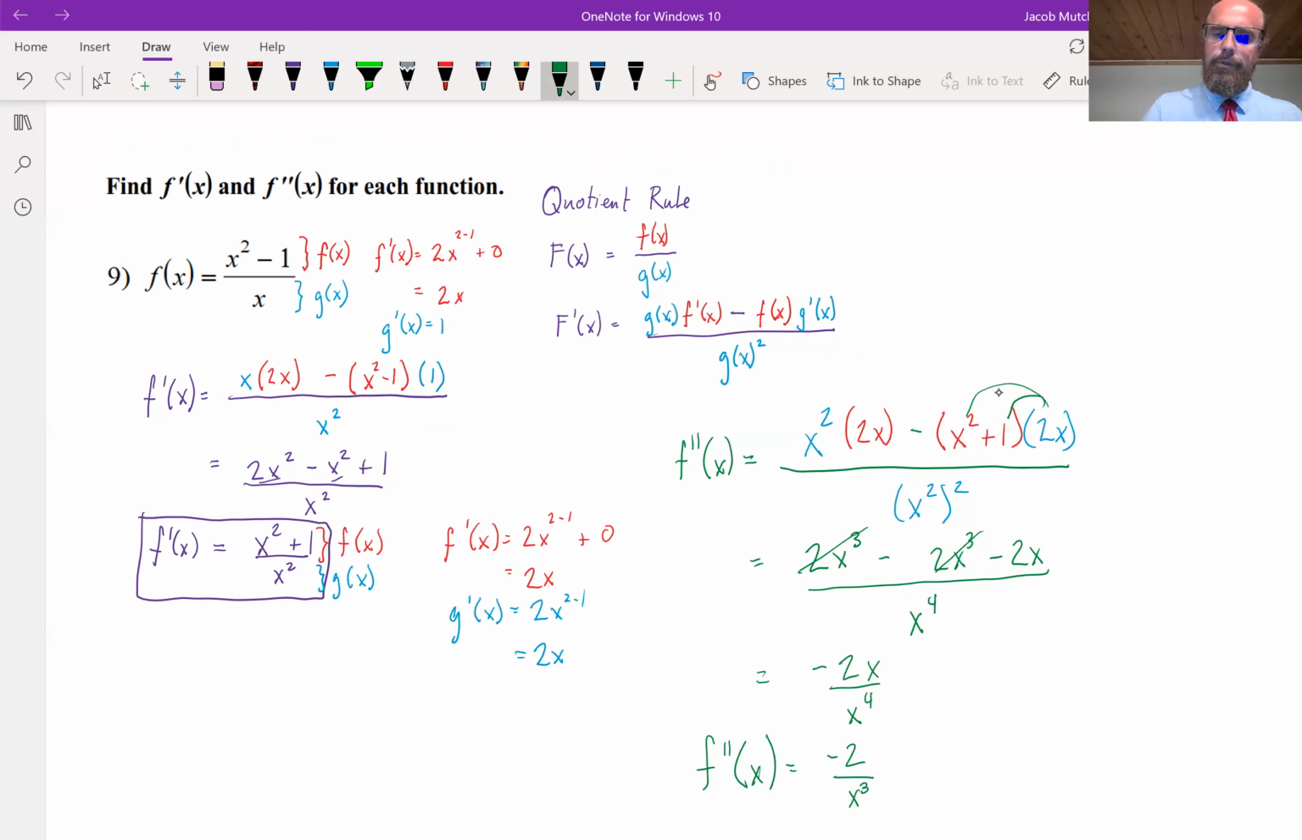So notice it really reduces down to a single term, basically a monomial, from those rational functions.